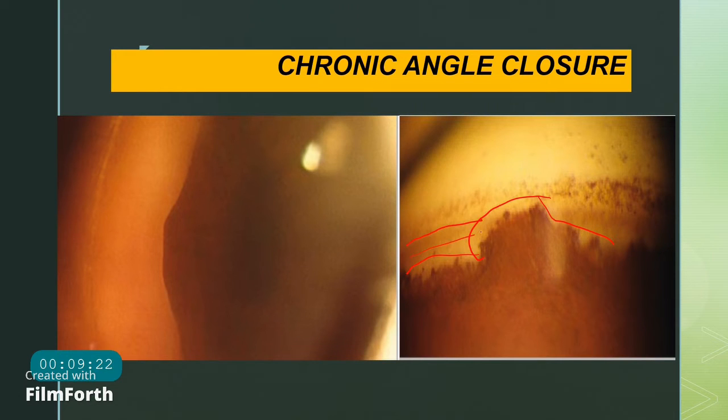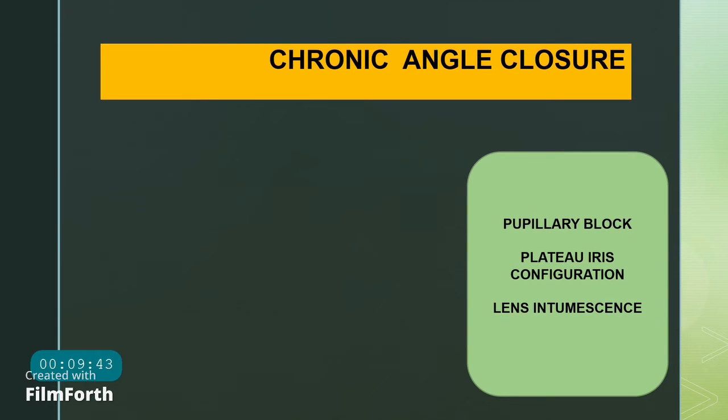So here is a pigmented trabecular meshwork, and you can see this iris coming and attaching over to the trabecular meshwork. Because of this thick attachment, the trabecular meshwork which is present behind this iris will not be functioning, right? So because of that, the pressure is going to rise, and this is called chronic angle closure, a difficult condition to treat. So what causes chronic angle closure?